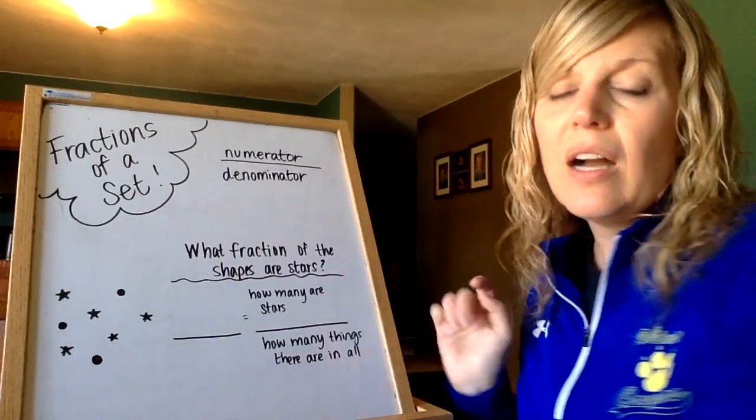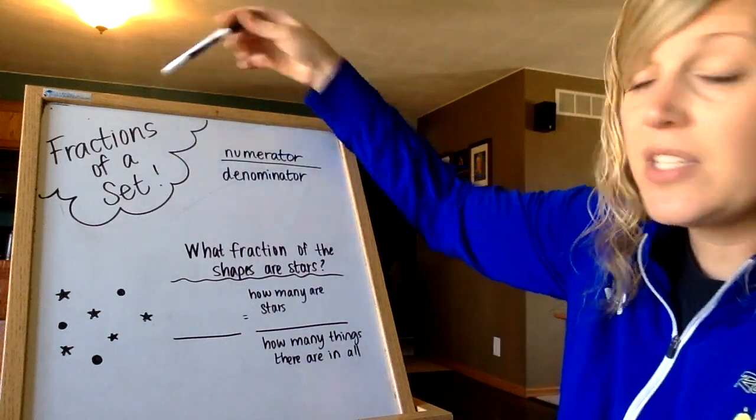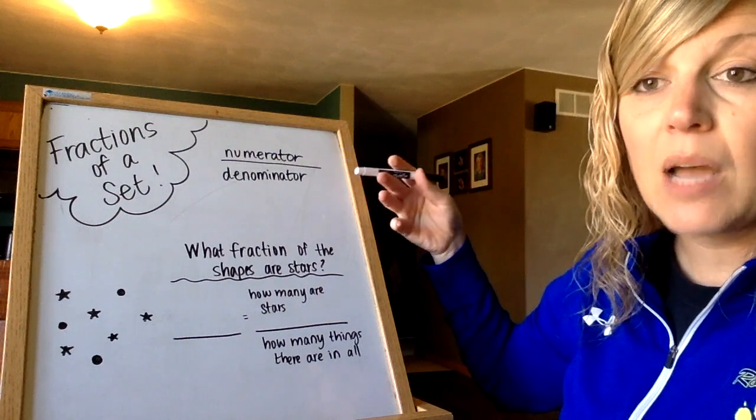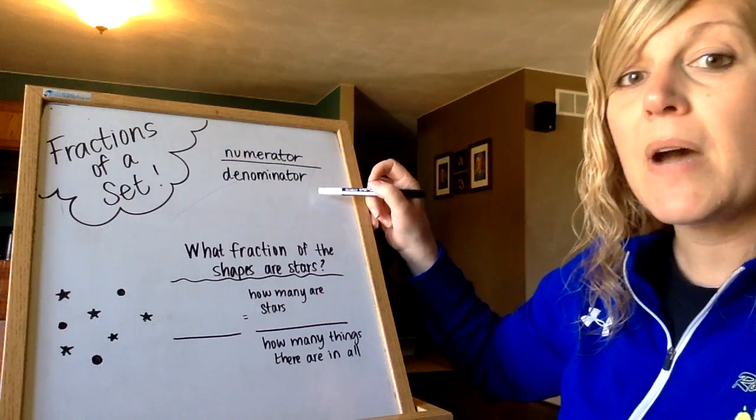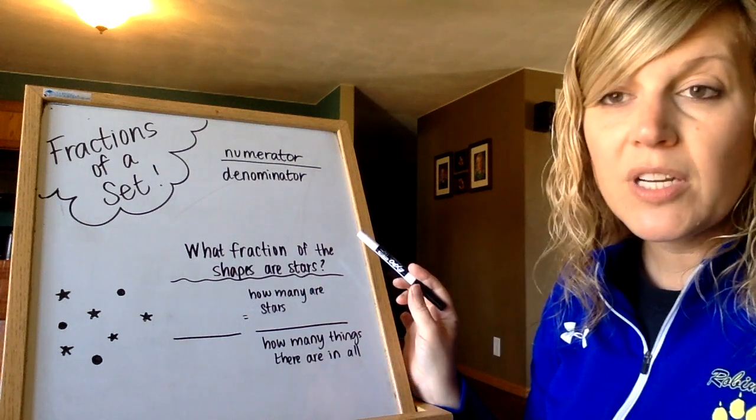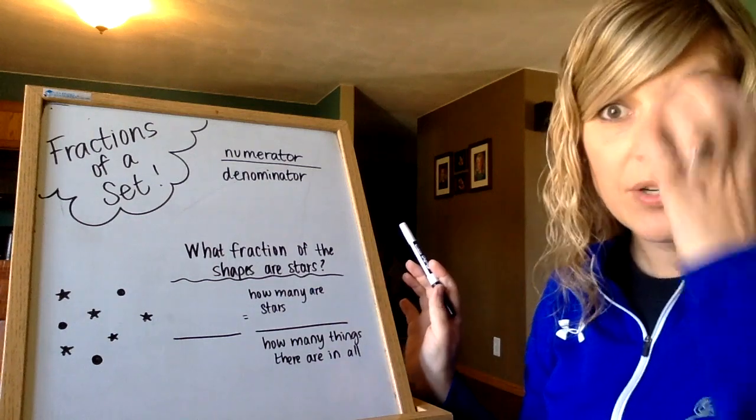So I drew this picture. The title of our board is Fractions of a Set. This little reminder up here is that the numerator is the top number of a fraction and the bottom number is your denominator. So don't forget that. Our question that we're going to start with today is what fraction of the shapes are stars?